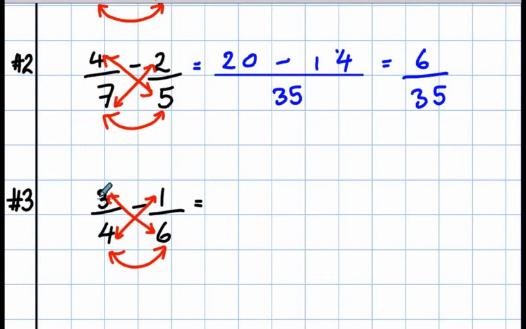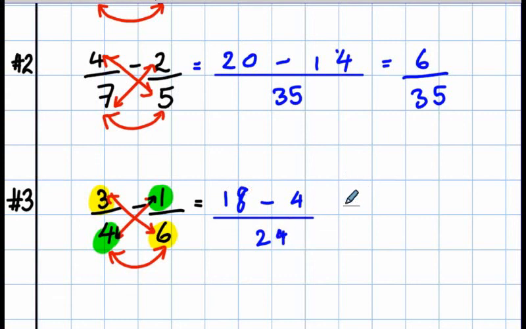So the first calculation is top left times bottom right. 3 times 6 is 18. Then I do bottom left times top right. 4 times 1 is 4. And then on the bottom, 4 times 6, 24. Next, I work out 18 take away 4, which is 14. But the problem is my answer. It's right-ish, but it isn't simplified, is it?